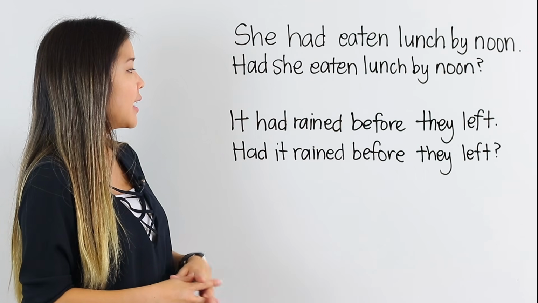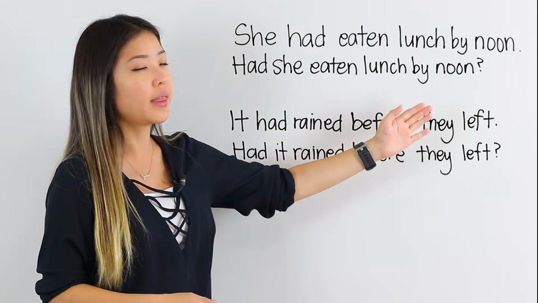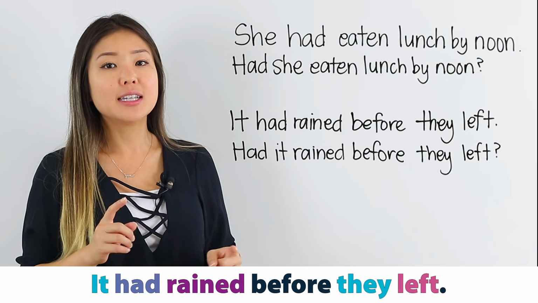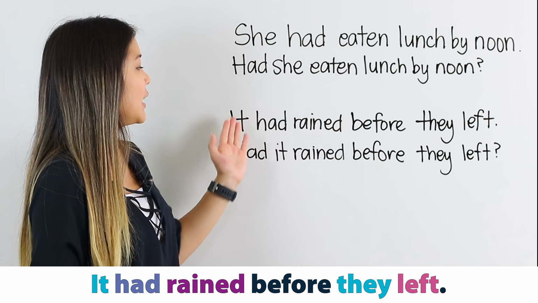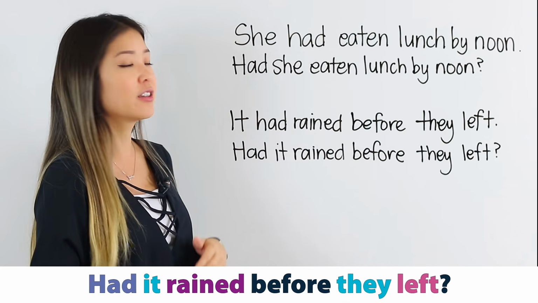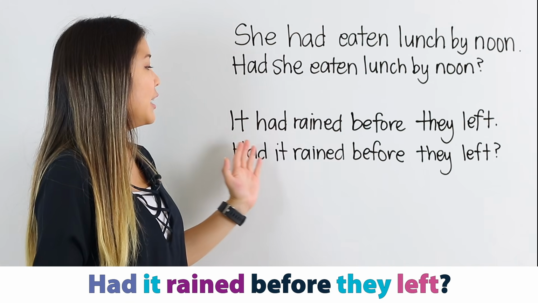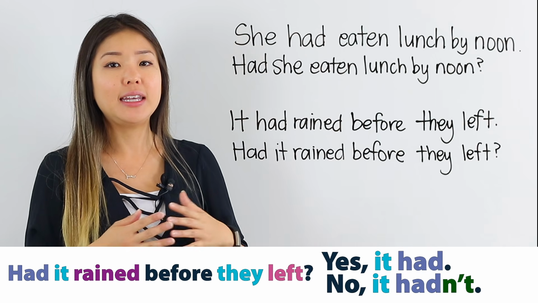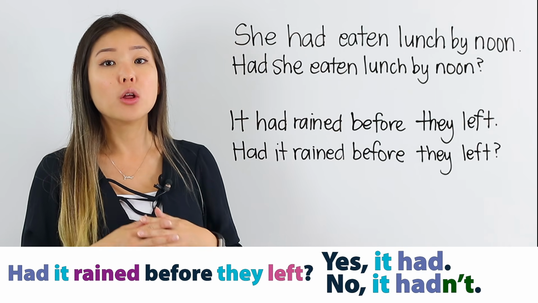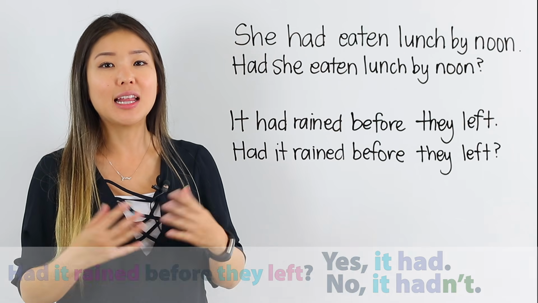The next sentence says, it had rained before they left. Again, simply switch the order of the first 2 words. Instead of it had, say had it to make a question. Had it rained before they left? To reply, you can say yes, it had, or no, it hadn't. Let's move on.